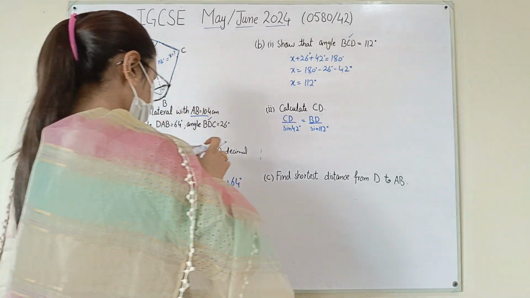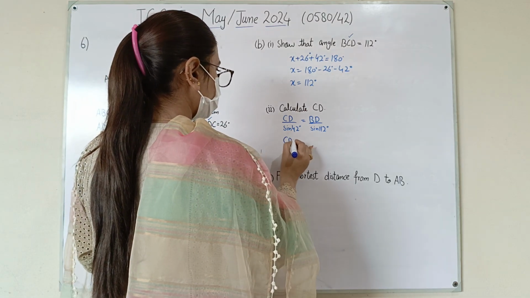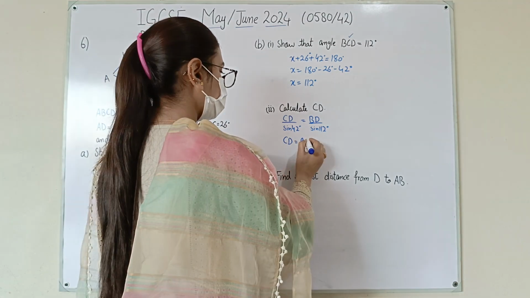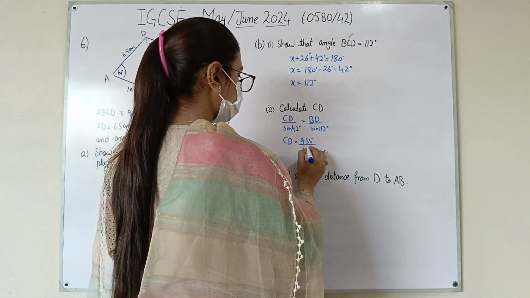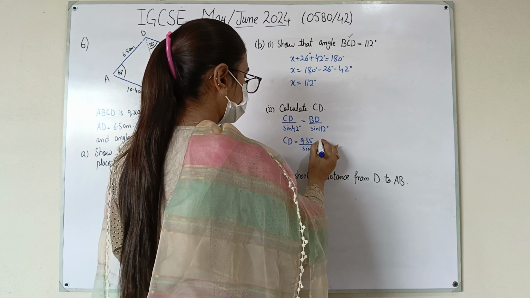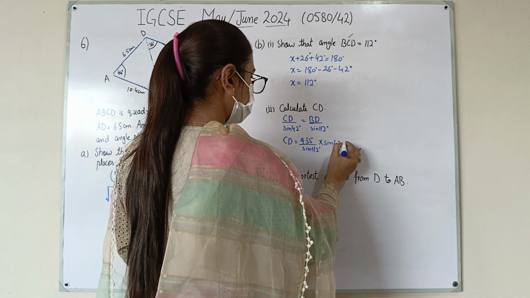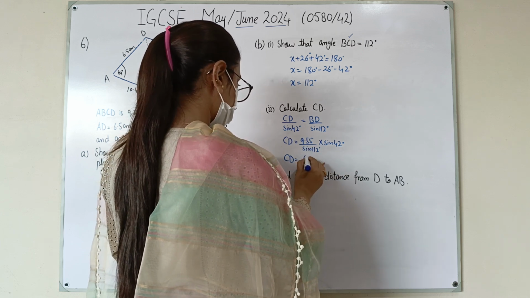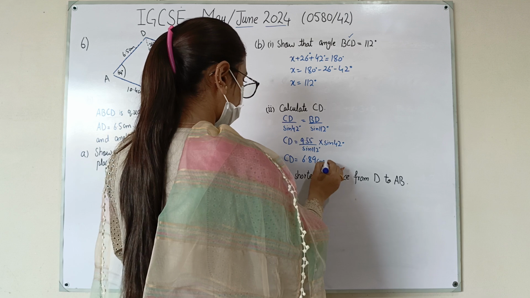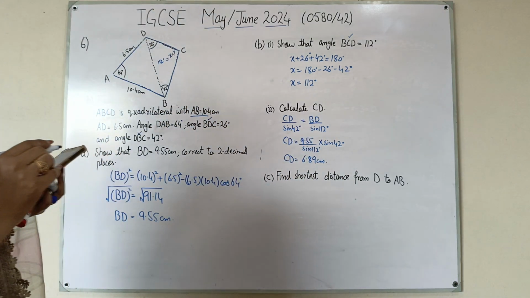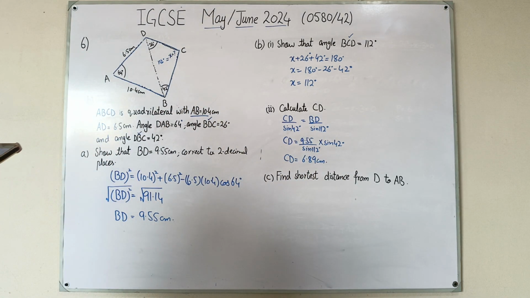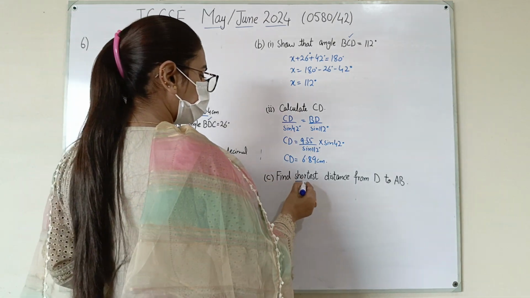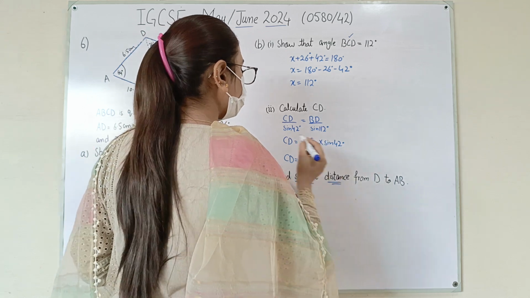Substitute the values to get your answer. CD, the value of BD is already calculated over here, 9.55, by sine 112 degrees, multiplied by sine 42 degrees. So after calculating this on your calculator, you will get 6.89 cm. This was basically the value of CD which the examiner was asking from you. In part number C, he is asking to find the shortest distance from D to BC.